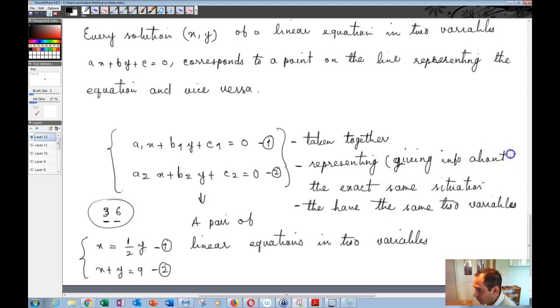So in that case, they are representing the exact same situation. And based on that, if you have these three conditions, then they are called a pair of linear equations in two variables.